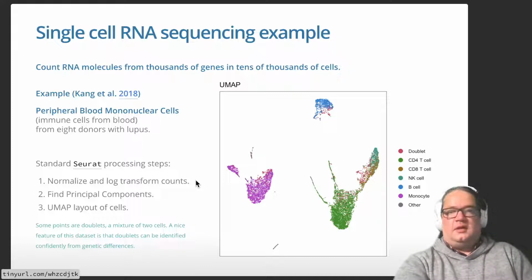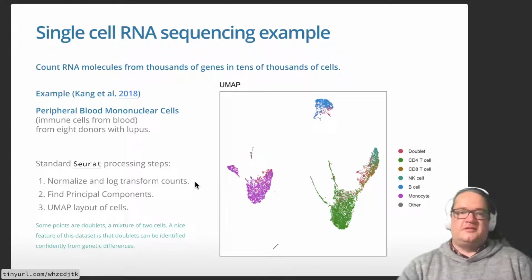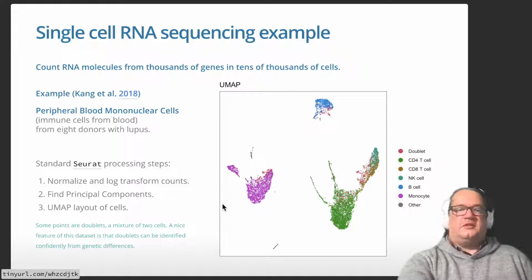We would normalize, so like the total count within each cell is about the same. Log transform, doing something a little clever about the zeros, and then find principal components. And then very commonly people would go on to do a UMAP layout based on some number of principal components. So taking those principal components down to 2 dimensions in a non-linear way.